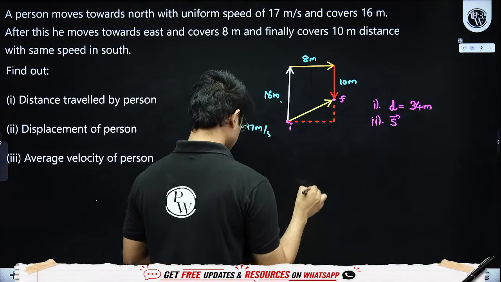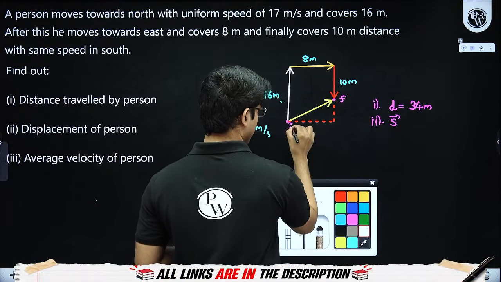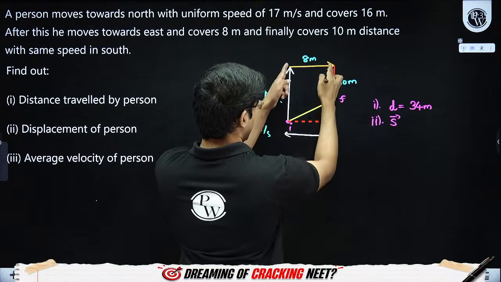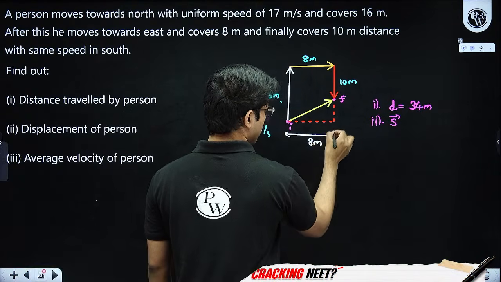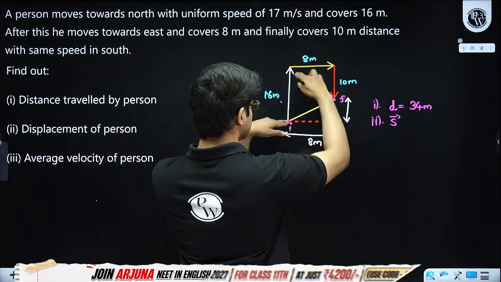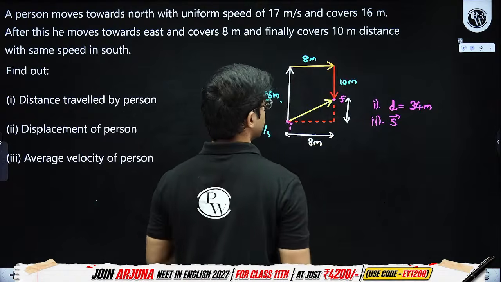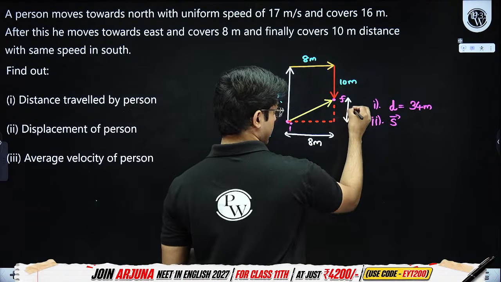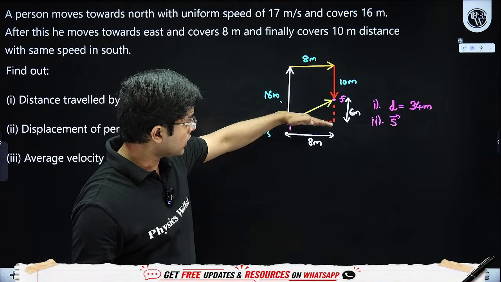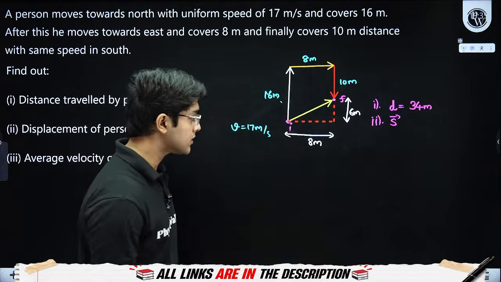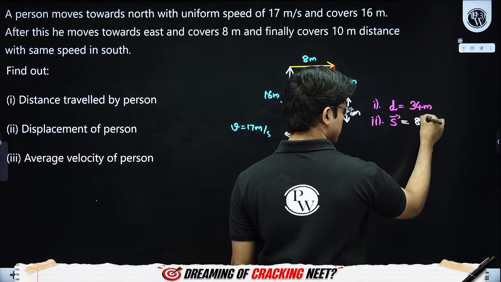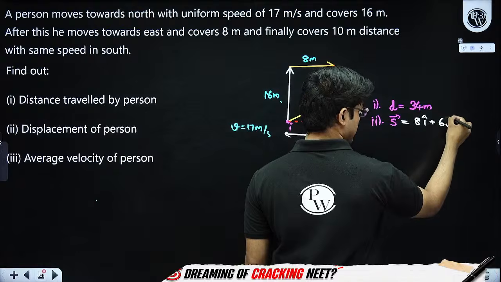So what are these two lengths? The x component, this length is 8 meters, and the y component, what is this length? It is 16 and you subtract 10. 16 minus 10 is 6. This is 6 meters. So in this vector, the x component is 8, y component is 6. So the displacement vector will be 8 in the i cap direction and 6 in the j cap direction.